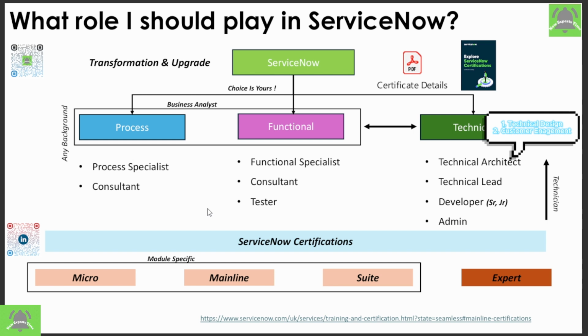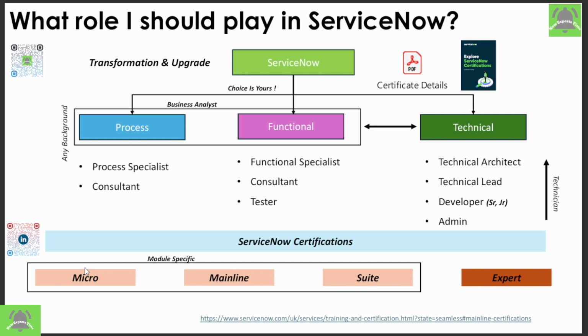Example is CSA. When you talk about certification, ServiceNow classifies it into four major elements: micro certification, mainline certification, suite certification, and the fourth one is expert certification. Micro is like your unit exam. Mainline is a public exam.